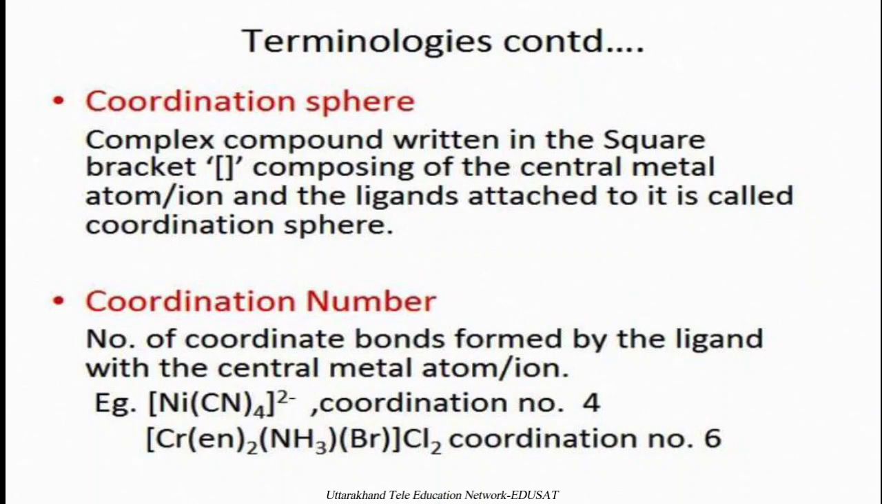In the next example of chromium, here we have a coordination number of 6 because the number of ligand donor sites is 6 here. 2 ethylene diamine, 1 ammonia and 1 bromine. 1 and 4 from ethylene diamine means the total 6 coordinating sites are occupied by the ethylene diamine, ammonia and bromine. So that's why its coordination number is 6.